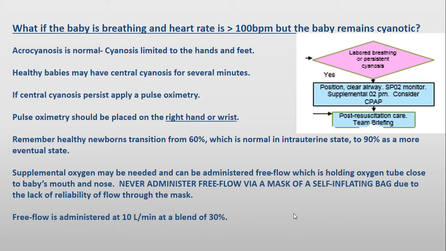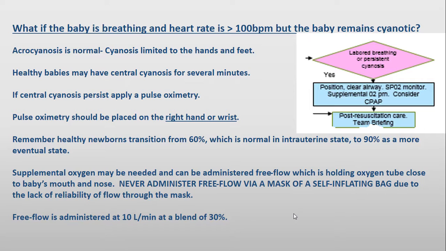So let's go back to our algorithm. This is the right side of the algorithm. And the question is, what if the baby is breathing and the heart rate is greater than 100, but the baby remains cyanotic? Or what if the baby is breathing and the heart rate is greater than 100 beats per minute, but the baby is experiencing labored breathing or grunting or retractions of the chest or has persistent hypoxemia on the oximetry or has the persistent cyanosis?